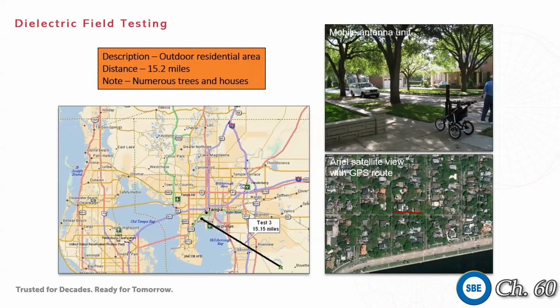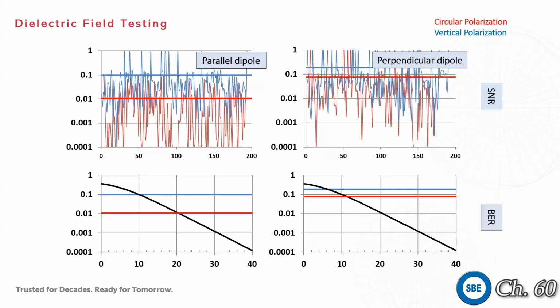This next one, looking in an outdoor residential area, about 15.2 miles away from the transmitter, a bit of a harder scenario. There is a number of trees, you have houses, so there is some fading that's going on here, a little bit of scattering, but not too terrible, especially compared to other things that we'll talk about in a minute. And we see here that, again, getting pretty good improvement in reception. So looking at about 11.5 dB improvement in the parallel and about a 5.5 dB margin improvement for the perpendicular.